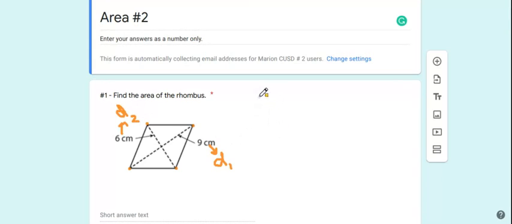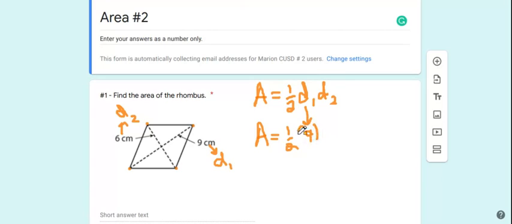Write down the area of a rhombus formula. So area of a rhombus equals 1/2 times D sub 1 times D sub 2. Okay, let's plug in the values that I know. So area equals 1/2, and the work that I am doing is similar work that you should be doing, times diagonal 1. Diagonal 1 is 9, so I'm going to plug 9 in for the first diagonal. D sub 2, the second diagonal, is 6.